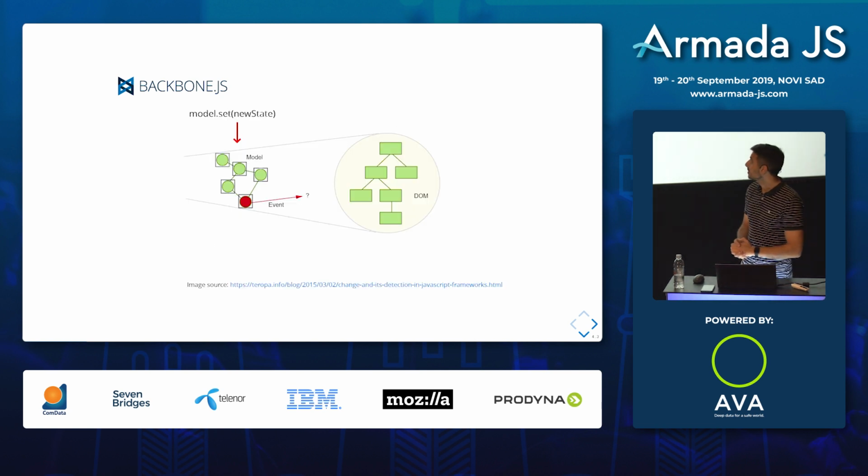It looks something like this. We have our model. These nodes are actually properties in the model. When we call model.set and set a new state, one of the properties is, for example, updated, and it publishes the event. At that point we should update the UI, and it's up to us how we are going to do it. There is a link to the great post. I stole an image from that post, so feel free to go and check the entire post over there.